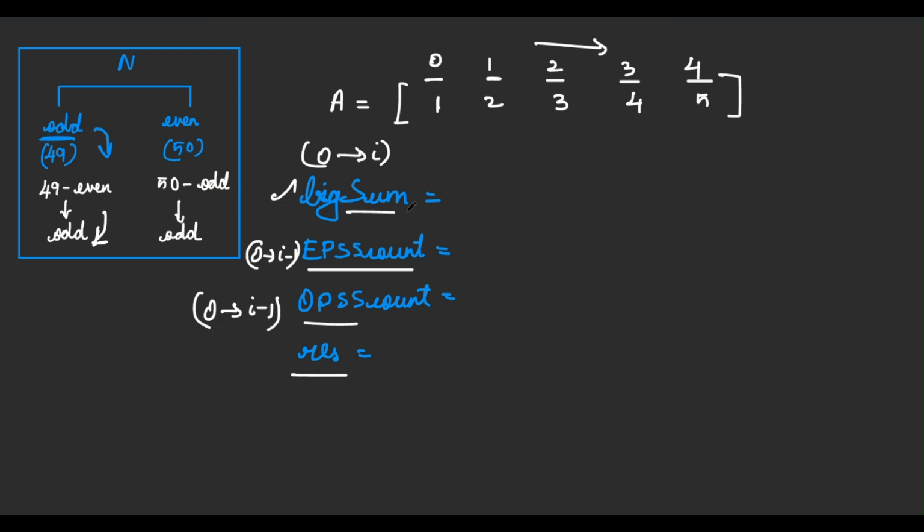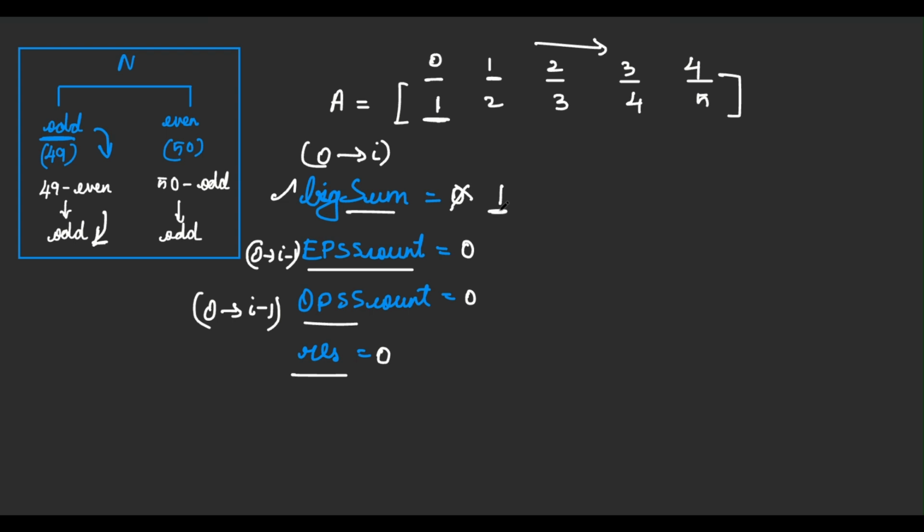With that being said, let's start the dry run. So here, let's fix 1 as the ending point. If 1 is the ending point, then what is going to be the big sum? The big sum is going to be the whole subarray sum, which is going to be 1. Initially, EPS's count and OPS's count will be 0, right? In fact, let me also put it as 0. Now, when we start the iteration and fix 1 as the ending point, the bigger sum will be becoming 1, right?